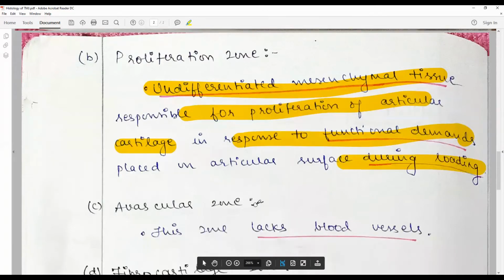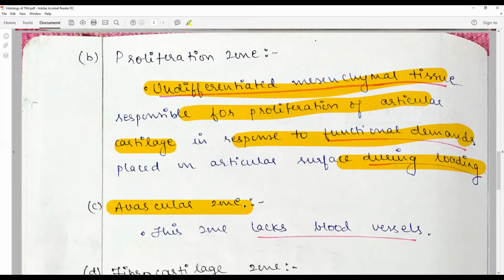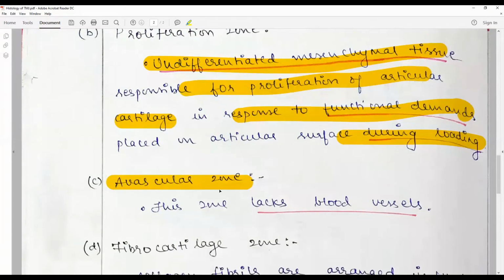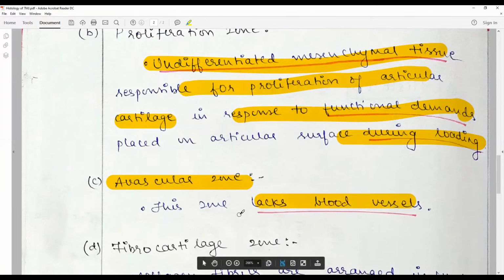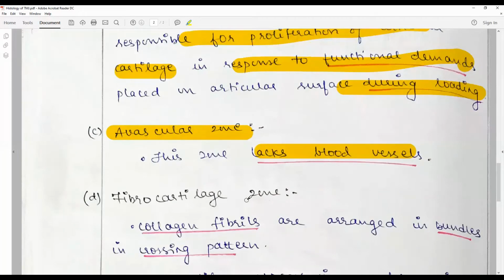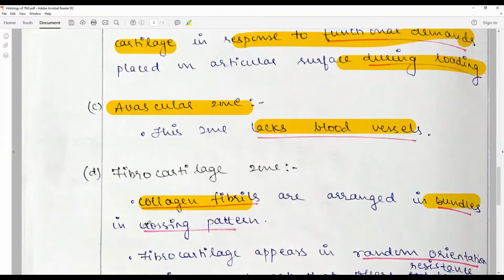The third zone is the avascular zone. It is the fibrocartilaginous zone that characteristically lacks blood vessels. Here, the collagen fibers are arranged in bundles in a crossing pattern, few in radial orientation. The fibrocartilage appears in random orientation, providing a three-dimensional network that offers resistance to compressive and lateral forces. This is the area that withstands the maximum forces. This has to be added in this. Next is the fibrocartilage zone made up of collagen fibrils arranged in bundles in a crossing pattern.